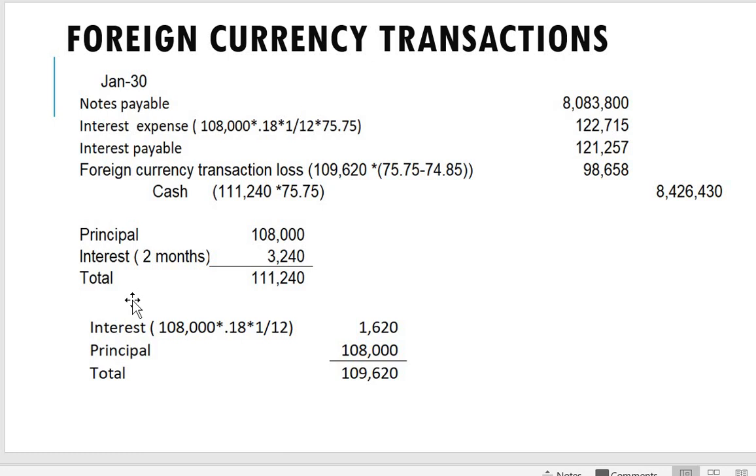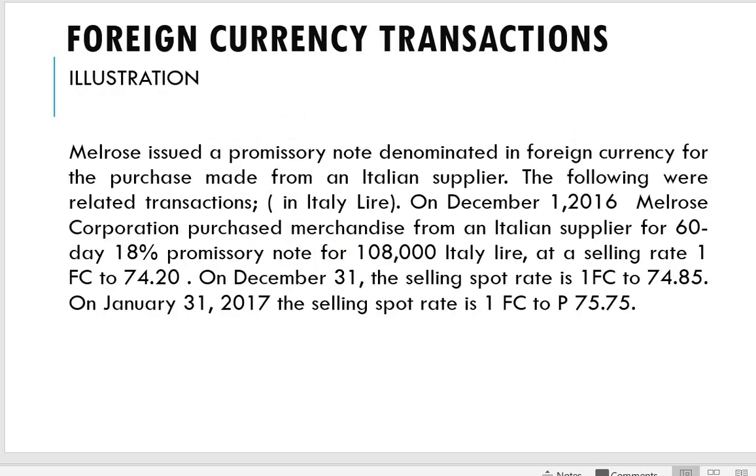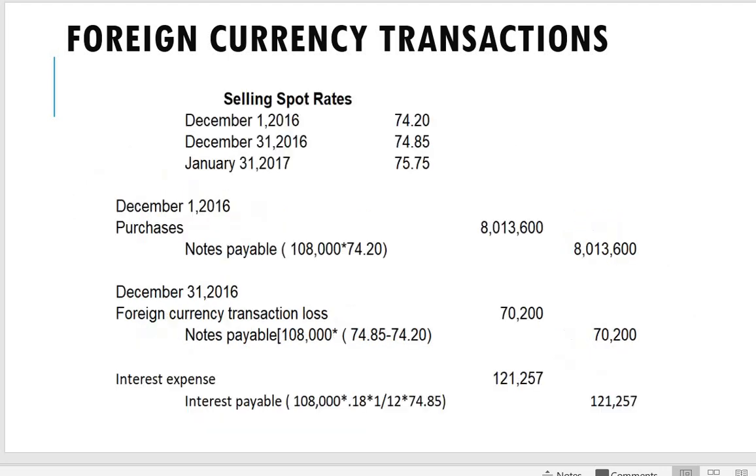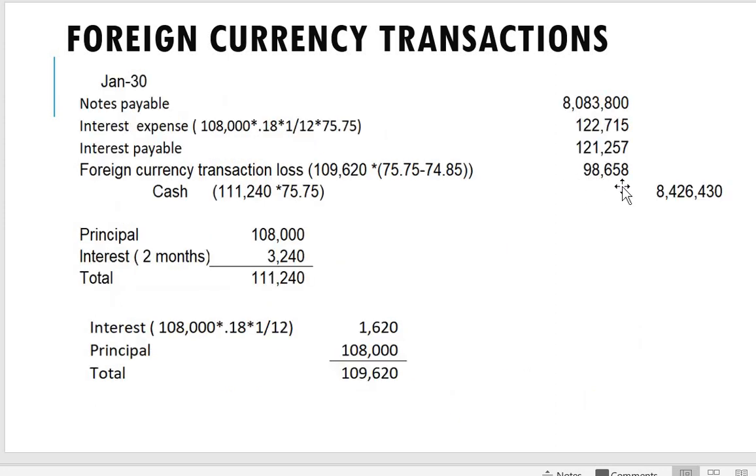Since our direct exchange rate increased, therefore it's a loss. The amount of loss is 98,658. So, check the equality of your debits and credits. The total debit and credit is 8,426,400. Okay, so that ends our discussion for accounting for foreign currency transactions, and thank you for listening.